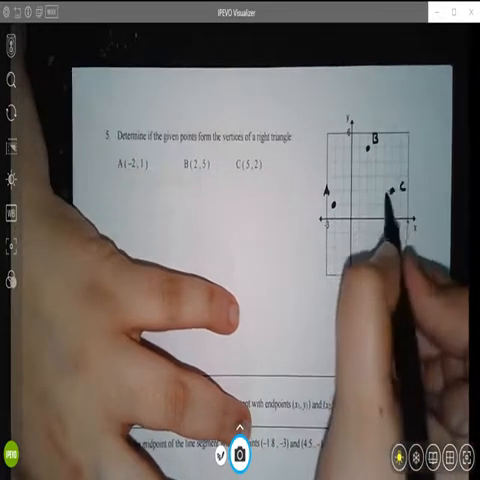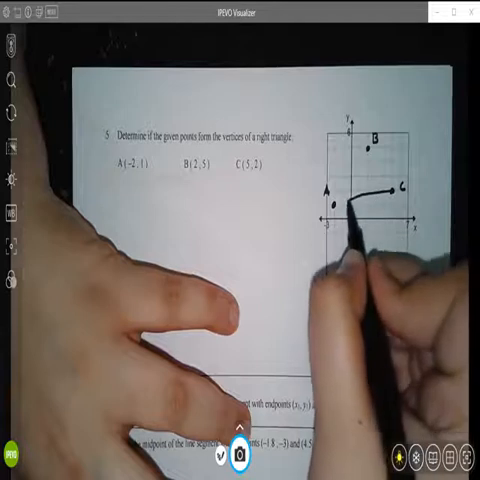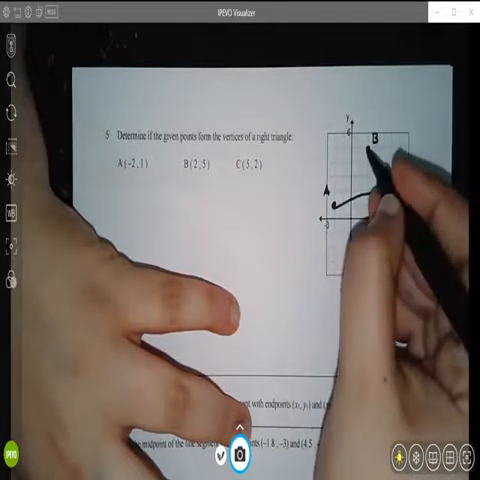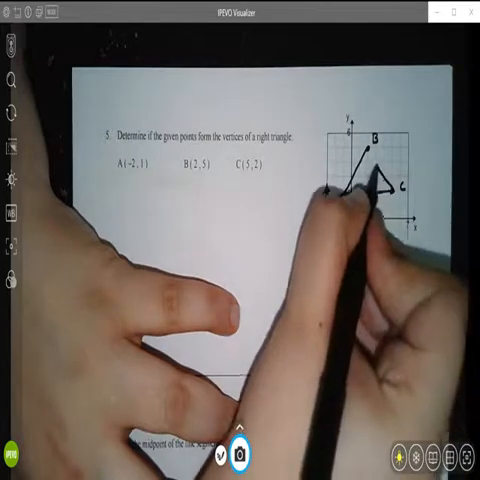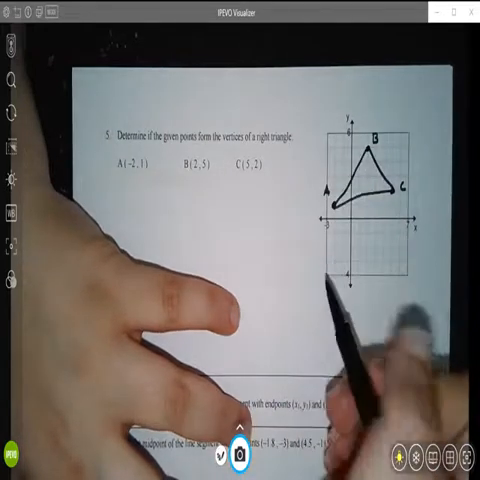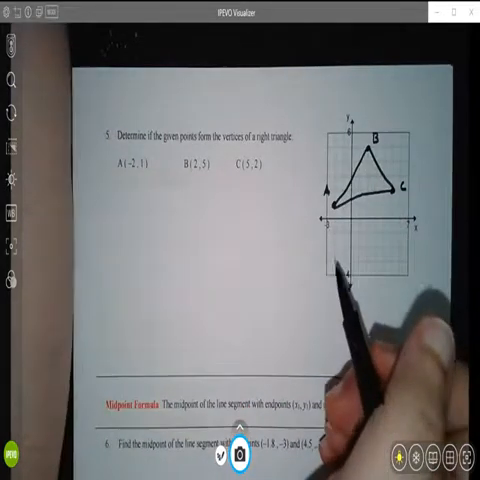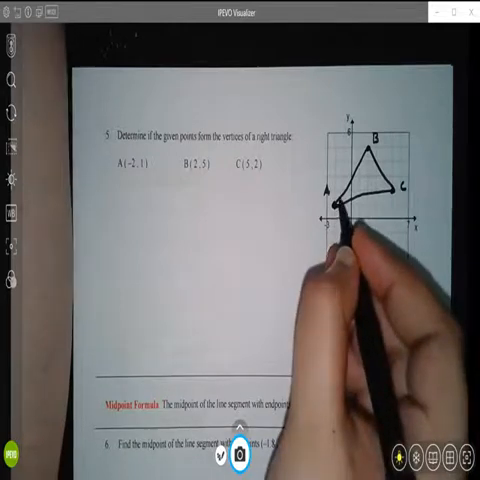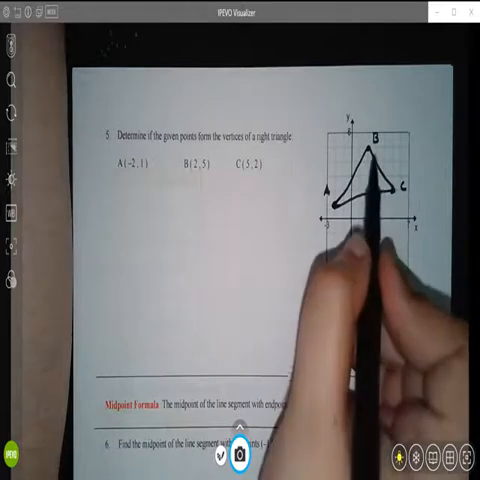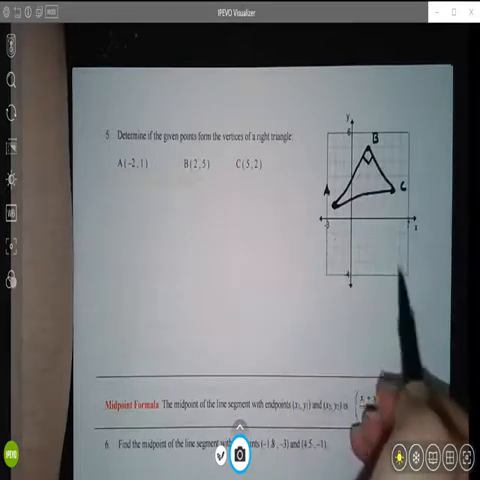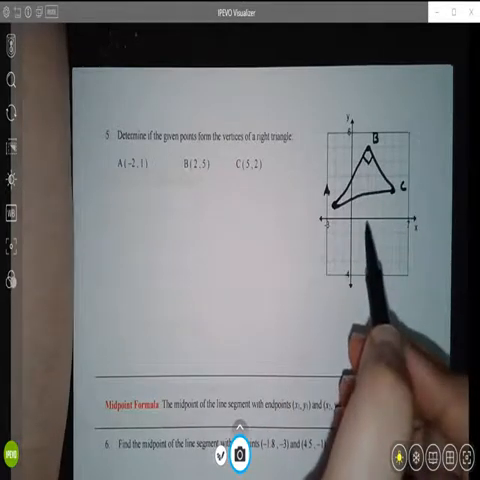So I'm going to connect the dots. And I apparently can't draw straight lines. Just go. These are supposed to be straight lines. All right, so here's my triangle. Now, is it the right angle triangle? Yes or no? Now, it could be. This could be a right angle, but we're not sure, right?